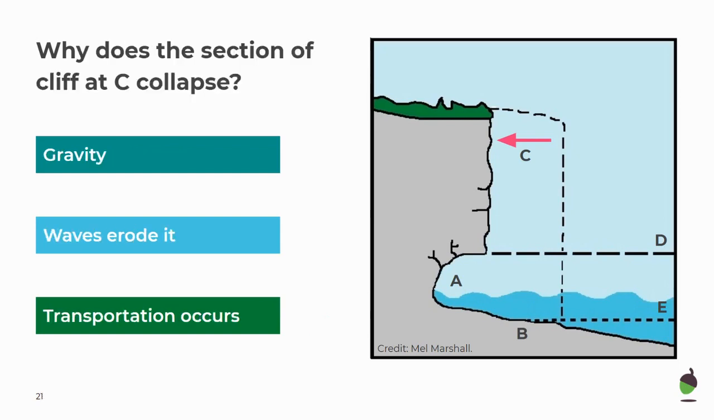Why does the section of cliff at C collapse? Which one are you going to go for? 3, 2, 1. It is gravity. So it becomes unsupported because the notch means that the rock underneath is removed. There's nothing supporting it. So the weight and gravity are going to cause that to fall as mass movement.